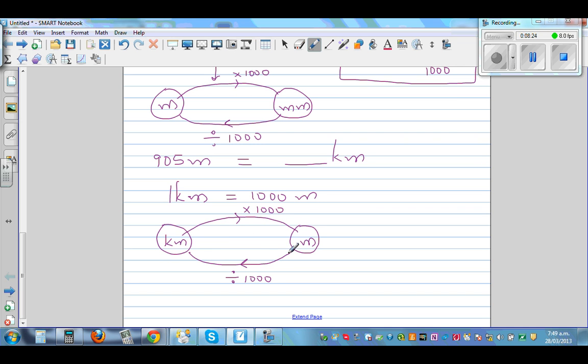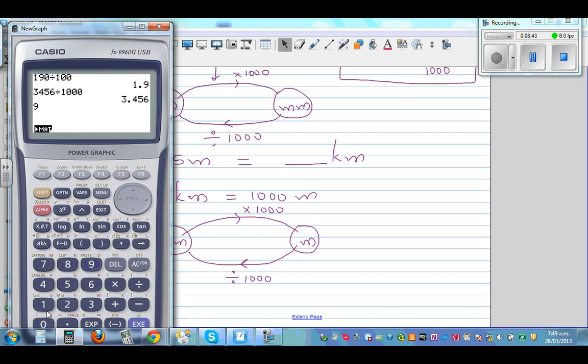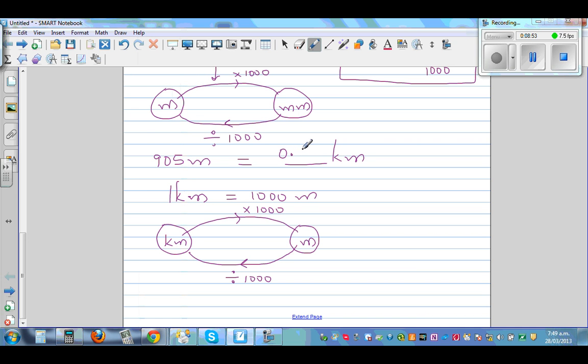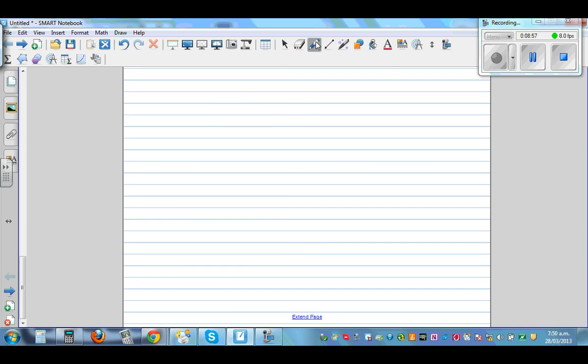Once you keep drawing a few of these pictures, you don't even need to draw this. So you know whether you have to multiply or divide. And that's the main problem. Are you going to divide or multiply? If I give you formulas, you're never going to remember. So always write this conversion and draw this diagram and decide. So this will be 905 divided by 1,000, which is 0.905 kilometers. Let me finish off with the last question.